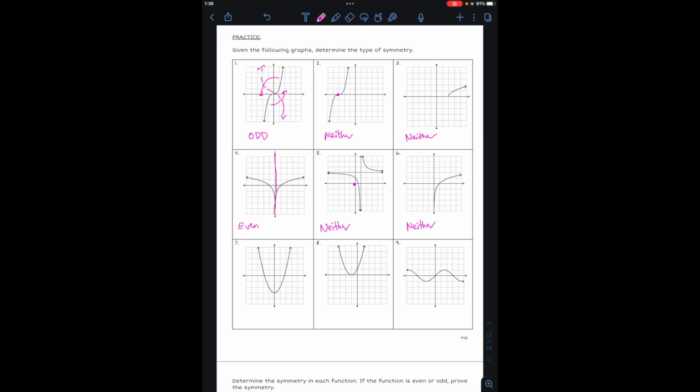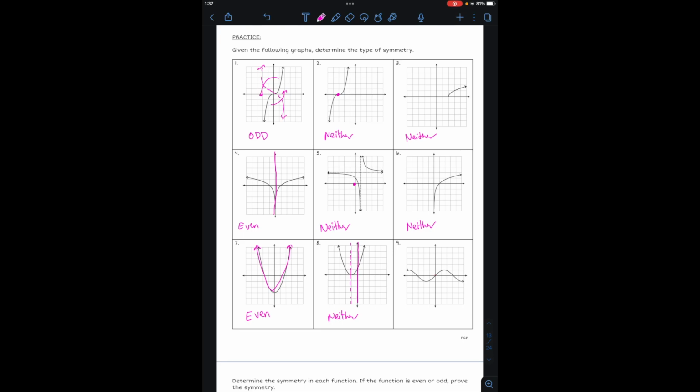I can't rotate. This looks nice and even. We have symmetry over this y, so if I reflected, I would end up right back on myself. This is neither. We do have symmetry over some axis of symmetry, but it is not the y-axis. This is where we're supposed to have the symmetry to be considered even.